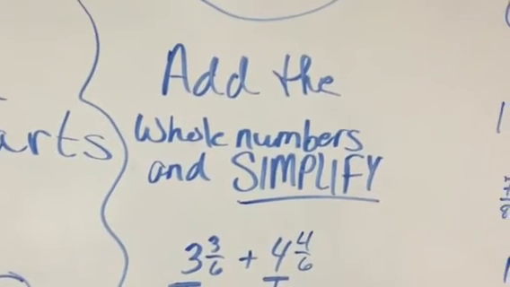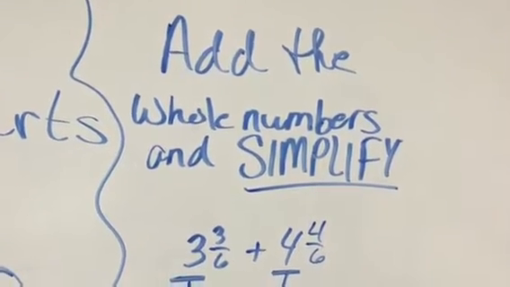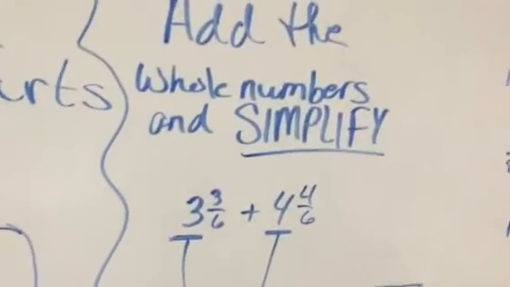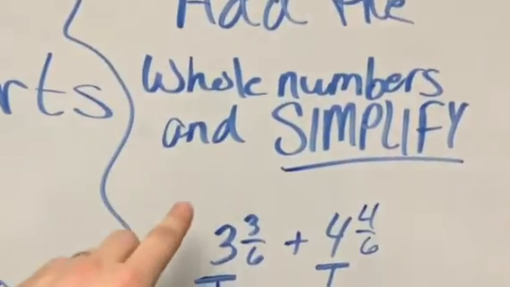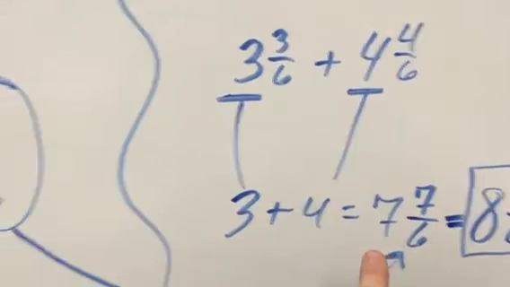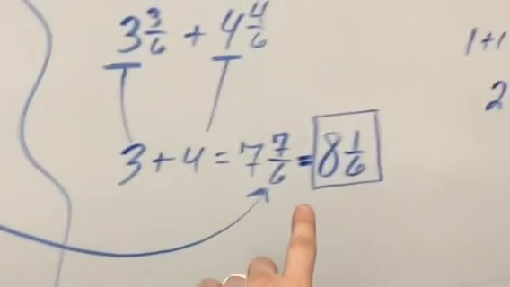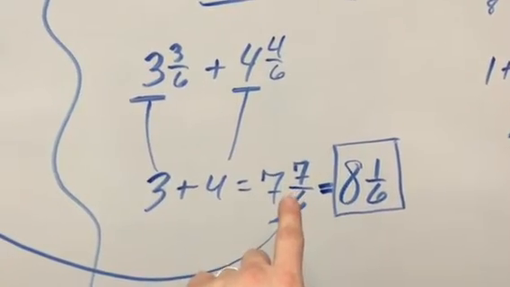Moving over to step 3, we're going to add the whole numbers and simplify. Sometimes you forget to simplify. Don't forget to simplify. So we take the whole numbers, 3 and 4. So we'll add 3 plus 4 gives us 7. We already added the fractional parts in step 2. We bring that over, so we get 7 7/6.